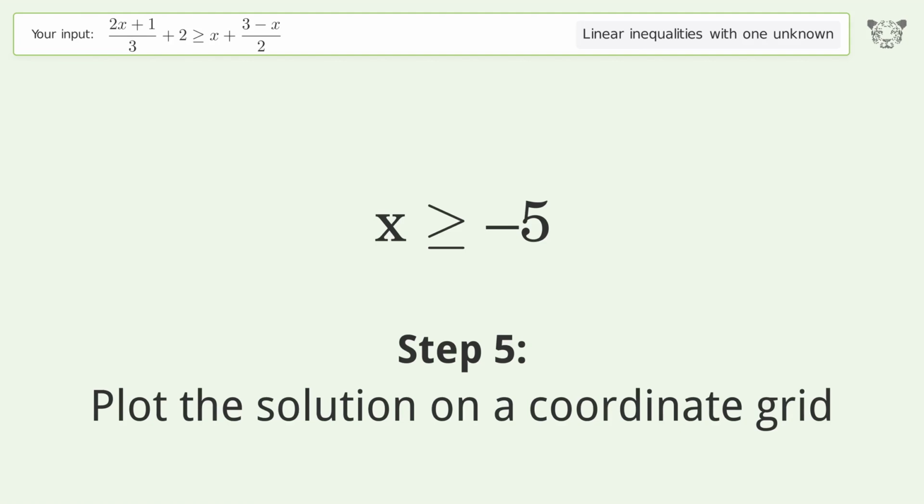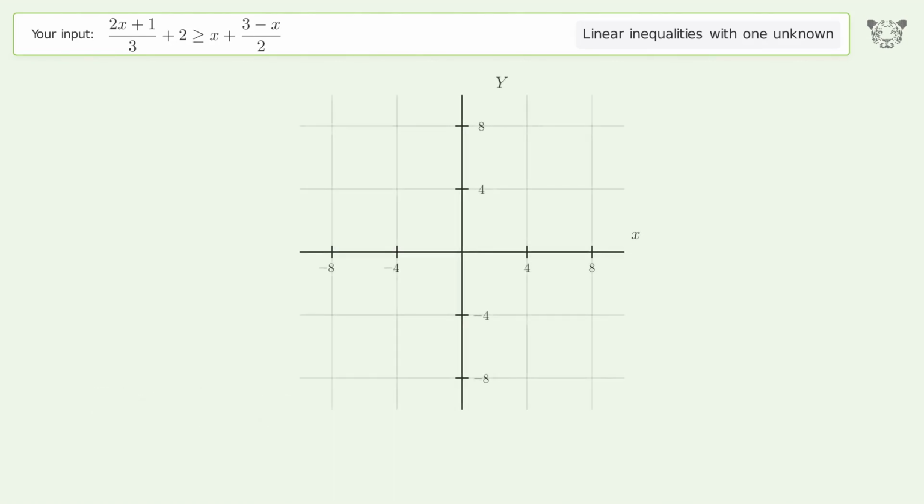Plot the solution on a coordinate grid. And so the final result is x equal or greater than negative 5.